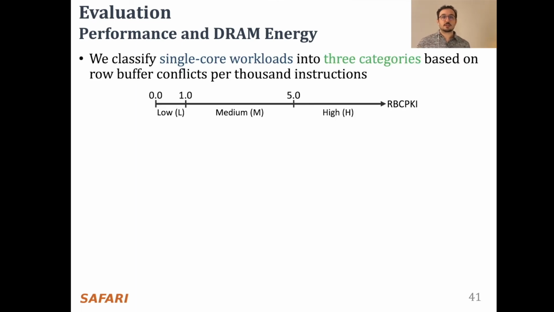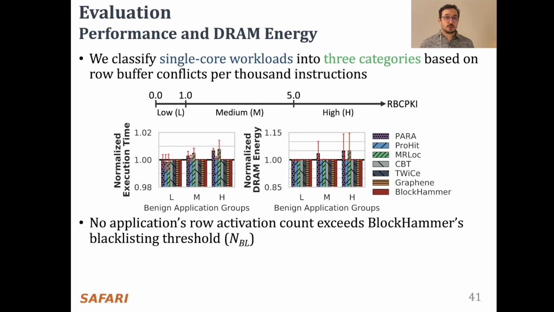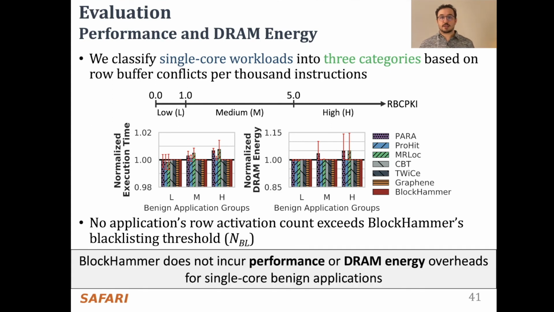We classify single-core workloads into 3 categories based on their row buffer conflicts per kilo instruction, and we evaluate the performance and DRAM energy consumption for BlockHammer and 6 state-of-the-art RowHammer mitigation mechanisms. We observe that no application's row activation count exceeds BlockHammer's blacklisting threshold. Therefore, BlockHammer does not change the performance or DRAM energy consumption for single-core benign applications.